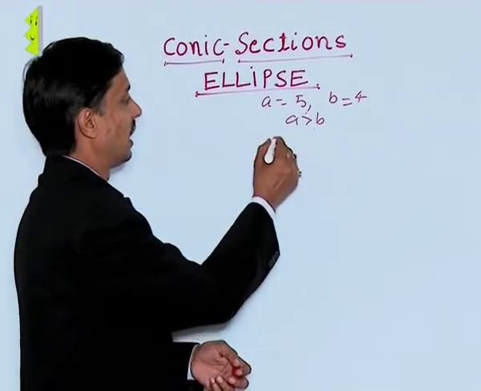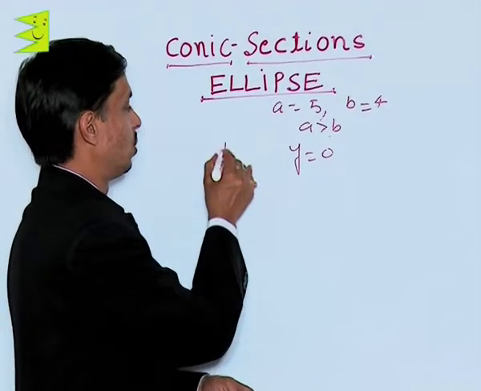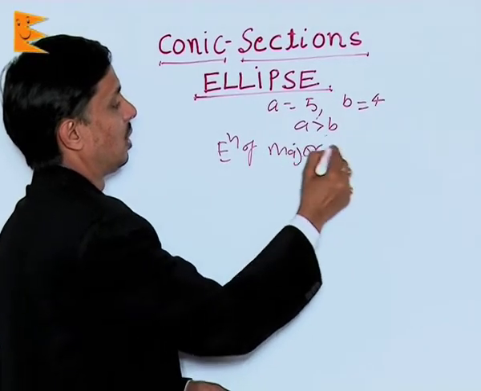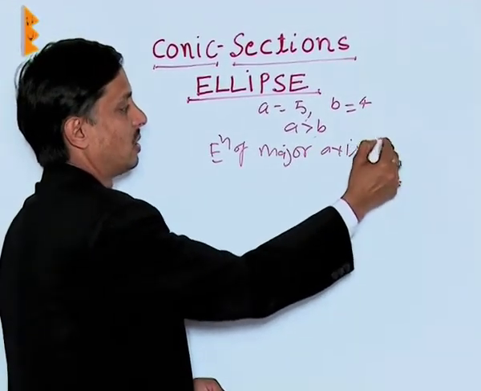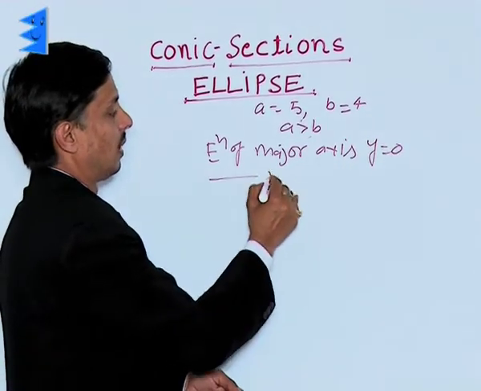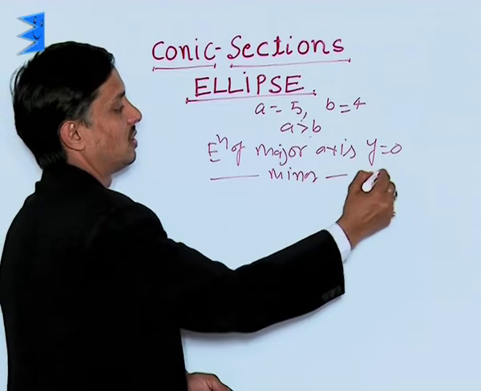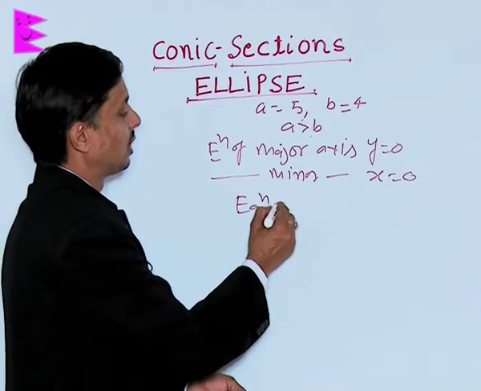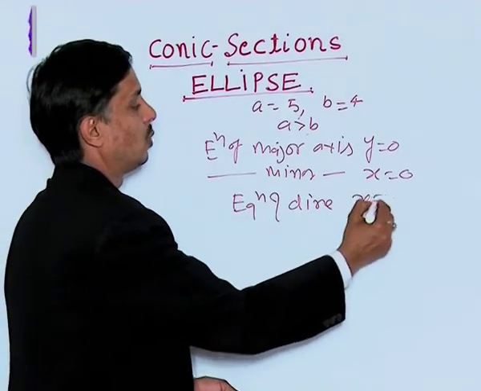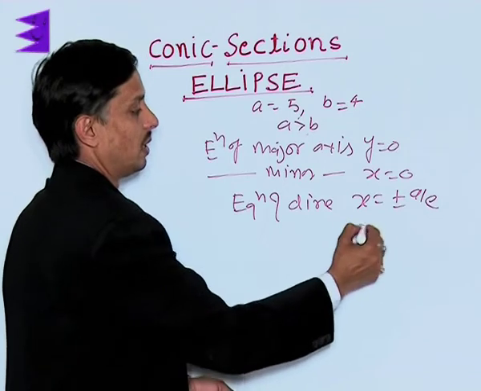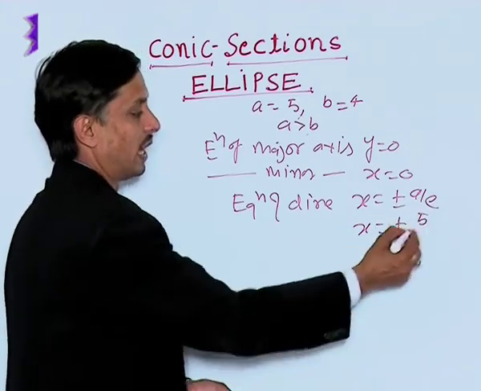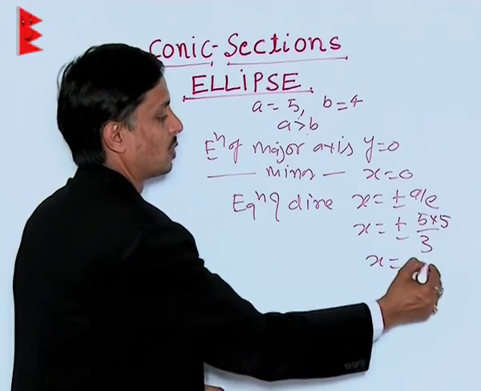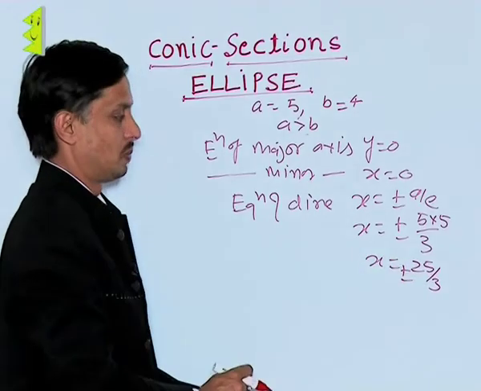Here the major axis will be given by y is equal to 0. Equation of the major axis is the x axis, that is y is equal to 0 for this type. Equation of the minor axis is x is equal to 0. And then what is the equation of directrix? x is equal to plus minus a by e, that is x is equal to plus minus 5 over e, and e was 3 upon 5. So this becomes x is equal to plus minus 25 upon 3.